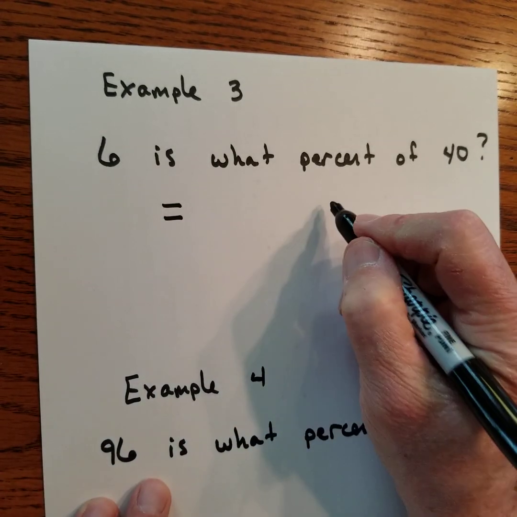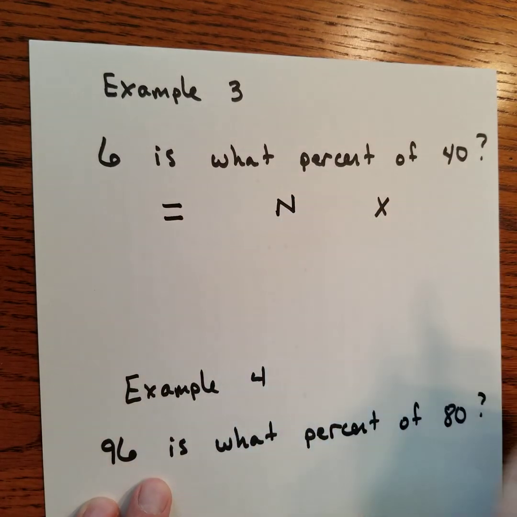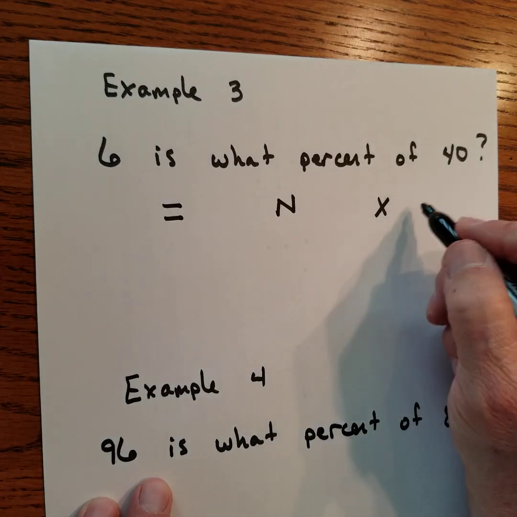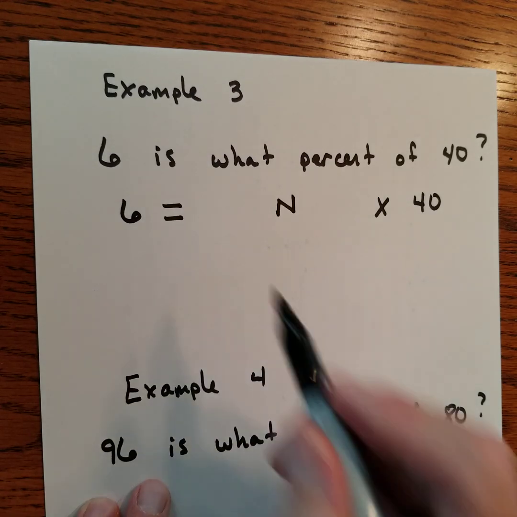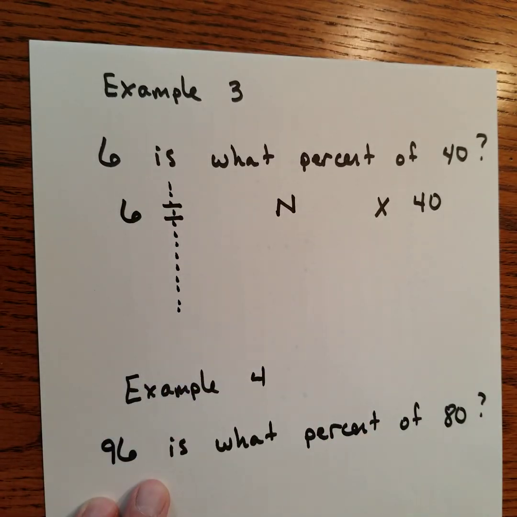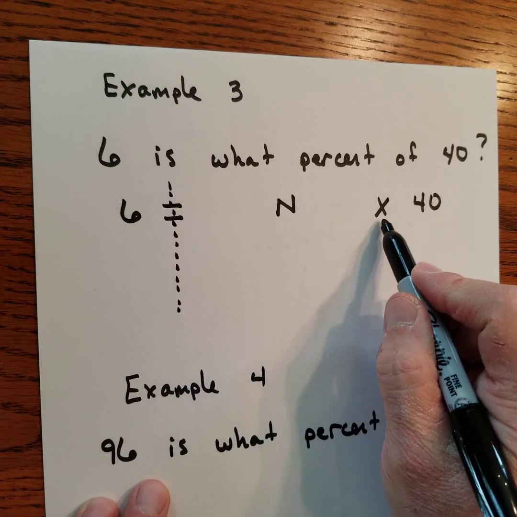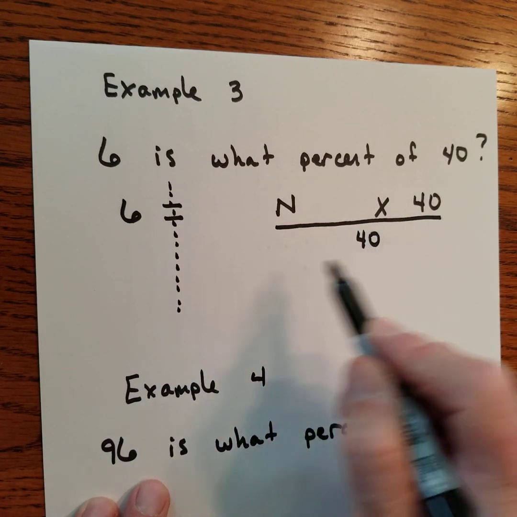Is equals, of is times. What percent? That's what we're looking for. 40 is 40. 6 is 6. Let's solve that equation. I want n by itself. The inverse of multiplication is division. We'll divide by 40.